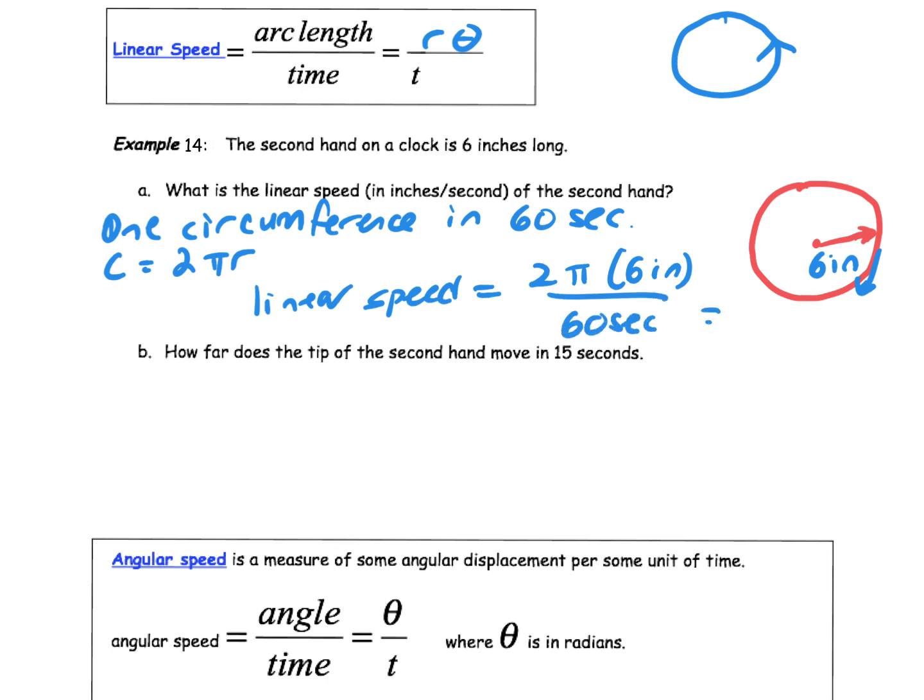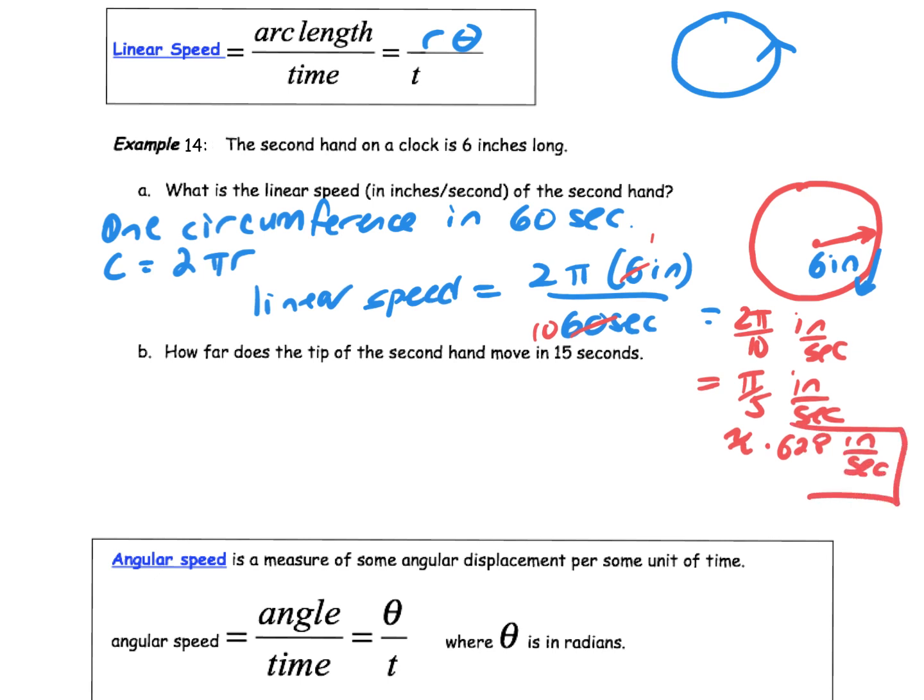Let's simplify this. We can divide 60 by 6, so cancel that out, and then we'd have 2 pi over 10 inches per second. We can divide 10 by 2, so it would be pi over 5 inches per second, and as a decimal approximation, that's 0.628 inches per second. So that's the linear speed of the second hand.